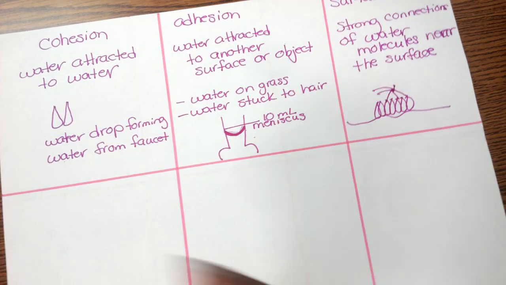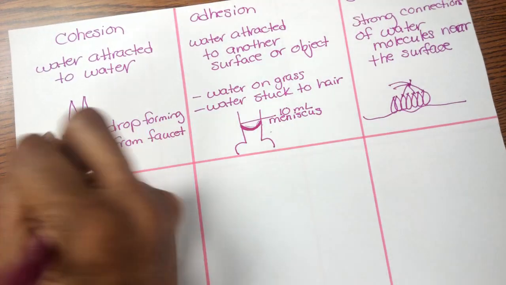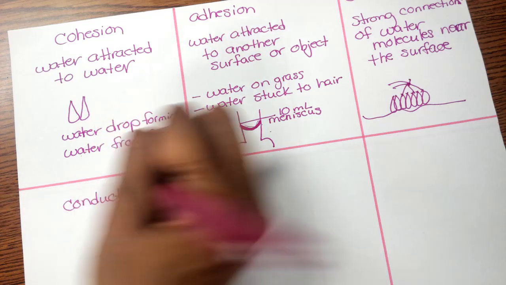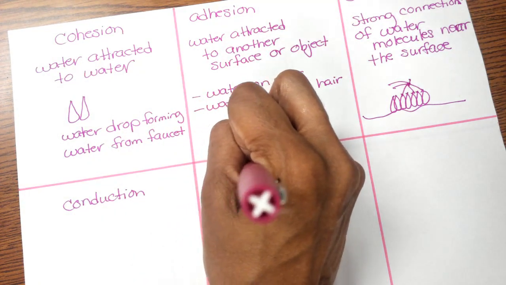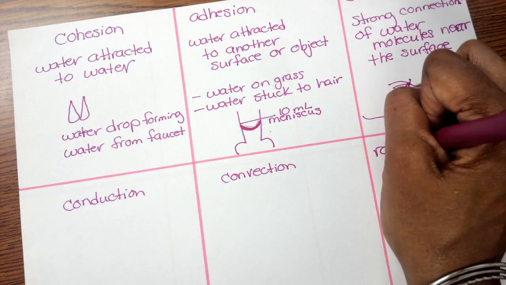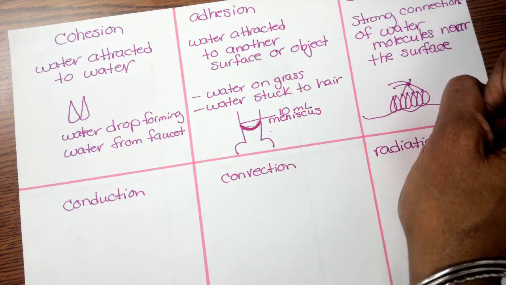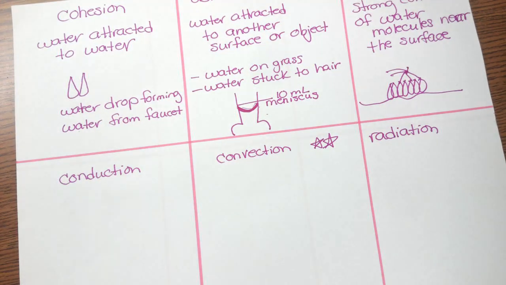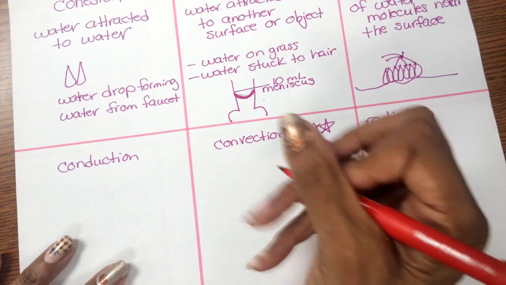All right, next we talked about the 3 types of heat transfer: conduction, convection, and radiation. Convection is the one you're going to need to know the most because that one is very strongly related to this entire unit on weather. Okay? So I'm going to go ahead and start with convection.